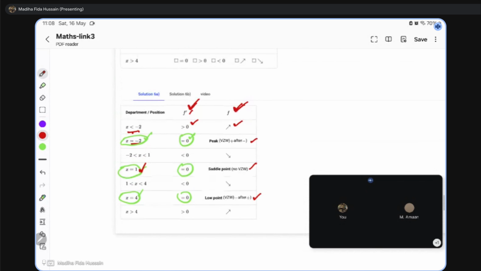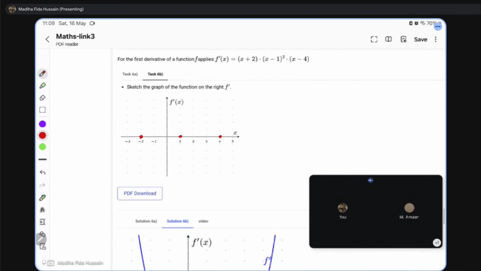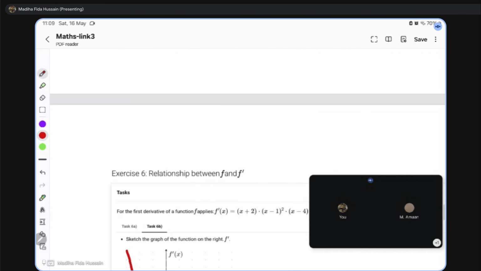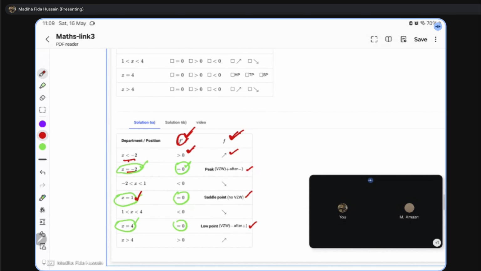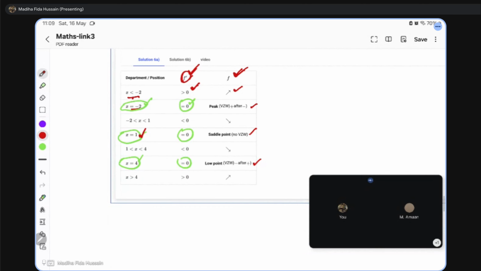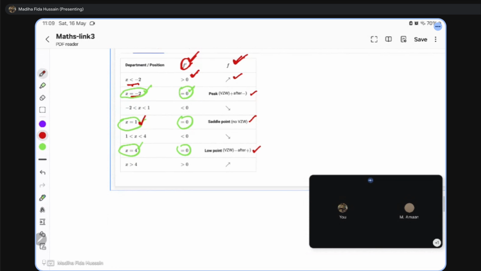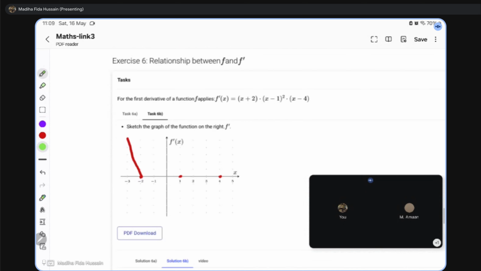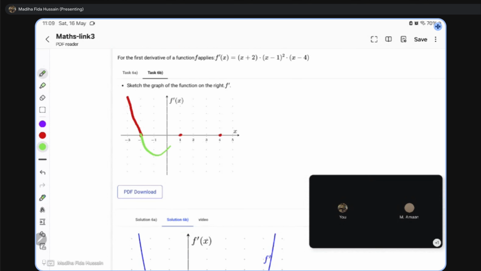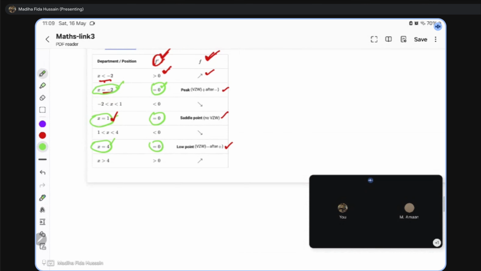Now you have to see the behavior. On the left of -2, your f' is positive, because we are drawing the derivative graph. So that's why my graph is above the x-axis on the left of -2, but after -2, it is below. And then there is an x-intercept, so below. Then the x-intercept is 1. On the left of 1 it is negative.